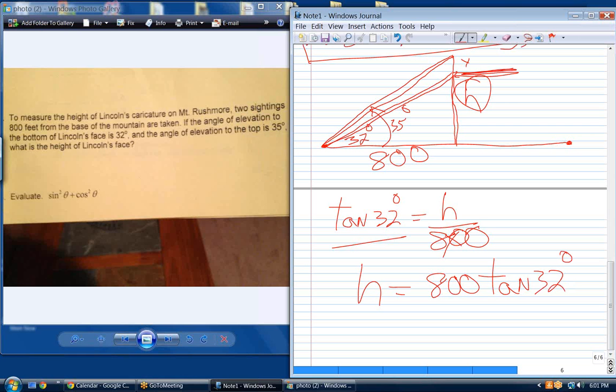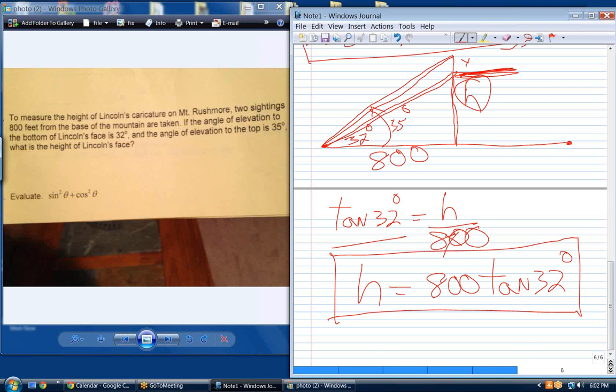That's to the bottom of his face. Now, their question is a little ambiguous, notice. They talk about the bottom of his face, and then they talk about the top of his face, and then they say, what's the height of his face? Well, I presume they mean H, to the bottom of his face. And that would be that.